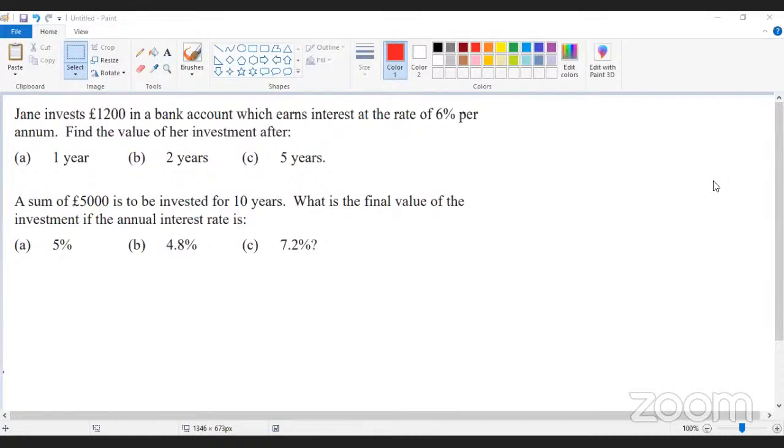So Jane invests 1200 in the bank account, which earns interest at the rate of 6% per annum. Anthony, tell me, what is 6% of 1200? 72. Good. So what are they asking us to do?